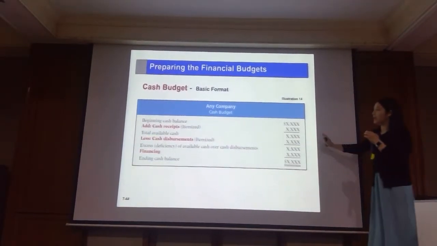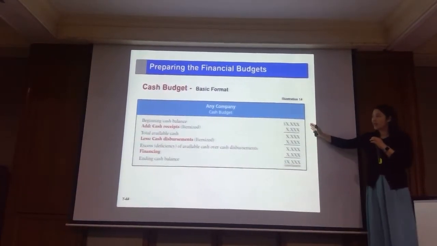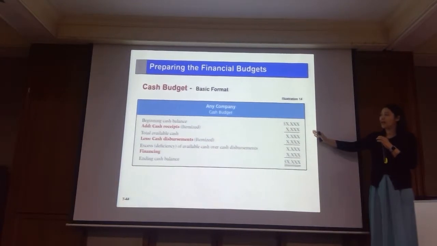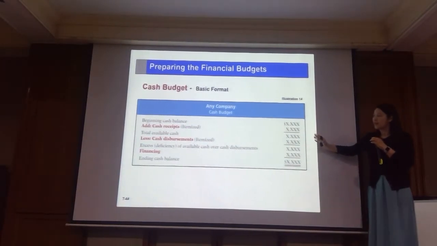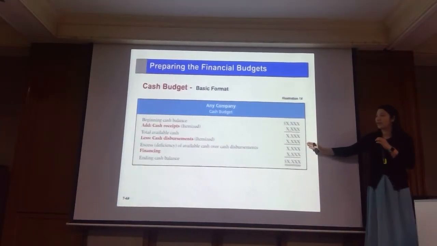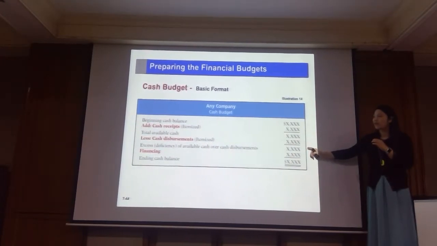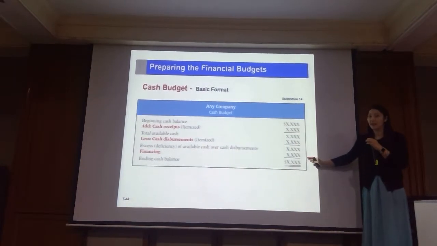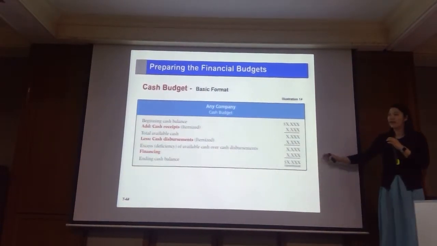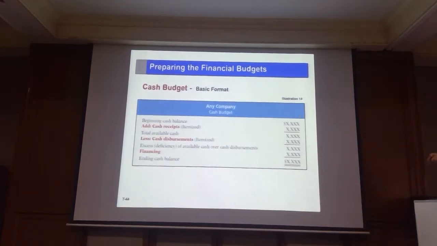When we need to prepare the cash budget, the format tends to look like this. First, we start with the beginning cash balance, and then we add the cash that we receive during the period. And then we know how much cash that we have, right? And then we subtract the cash that we pay throughout the period. And finally, we will know, do we have enough cash or not? If we don't have enough cash, we need to do some financing, we need to borrow. But if we have too much cash, as I mentioned, right, we can plan to invest into something else. And then we come up with our ending cash balance.